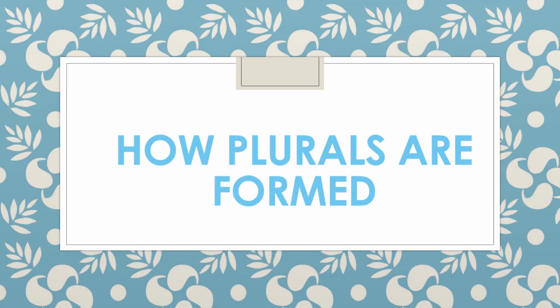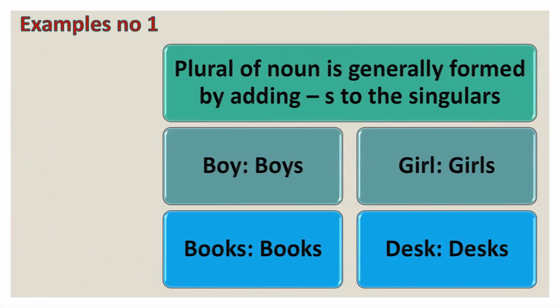How plurals are formed. A noun that denotes more than one person or thing is said to be plural. So if we learn the formulas of plural formation, it will make learning easier for us. So let's start. Number 1. The plural of a noun is generally formed by adding s to the singular, like boy. If we add s, it will be boys, girls, books, and desks.